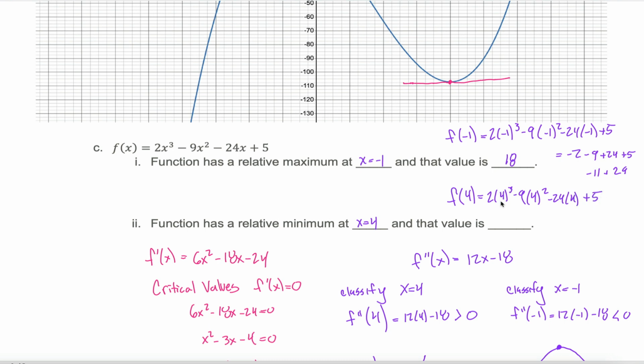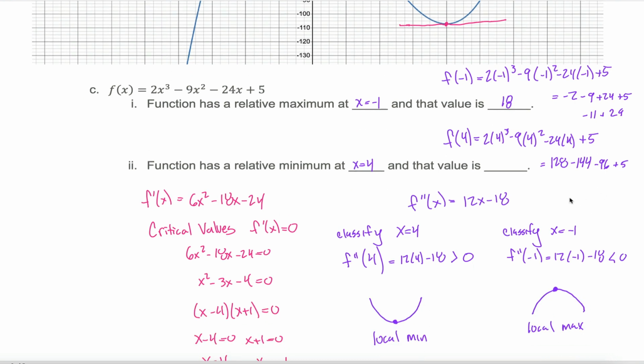Let's see, 4 cubed is the same as 2 to the 6th, which is 64, and 64 times 2 I think is 128. 4 squared is 16, and 16 times -9 is almost 16 times -10, which is -160. But I'm 16 short of that, so I guess I'm -144. 24 times 4 is almost 25 times 4, which would be 100, but it's 4 short of that, so it's 96. I get -96 here, and then I get a plus 5. These numbers feel familiar. I might have already done this in some other example.